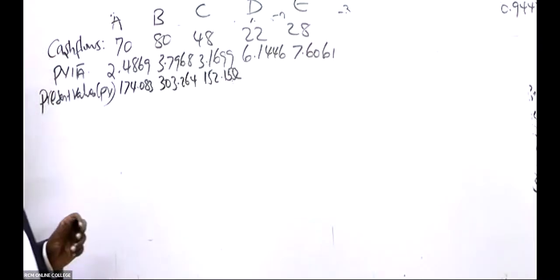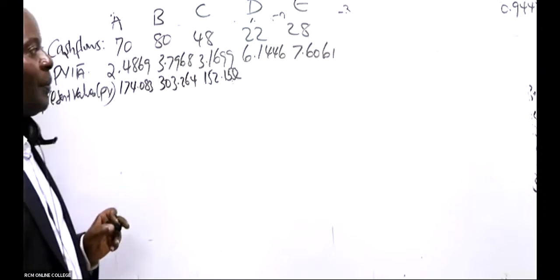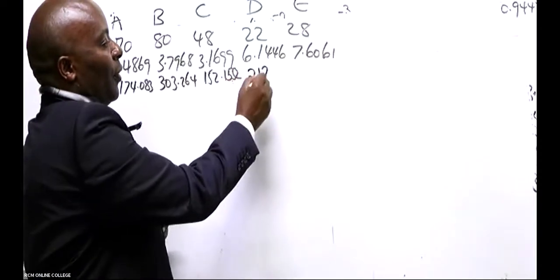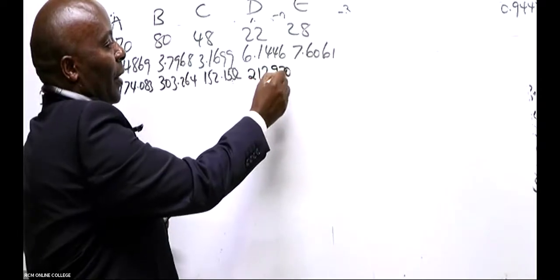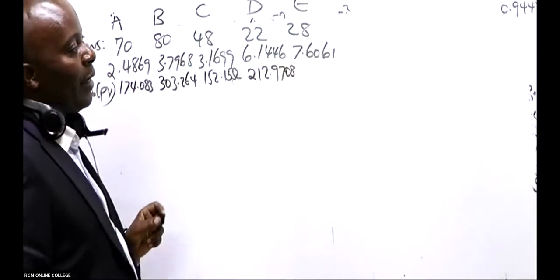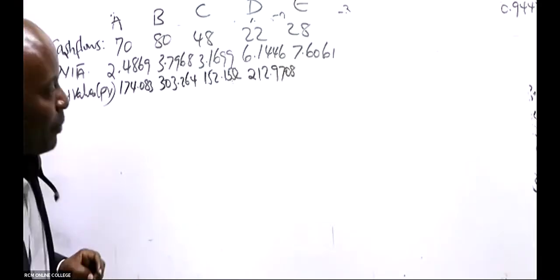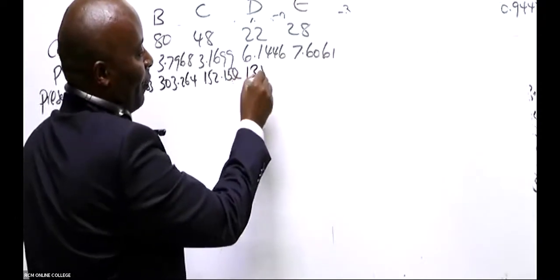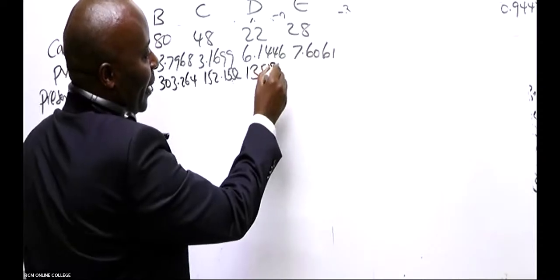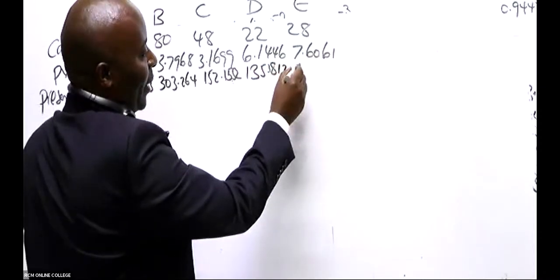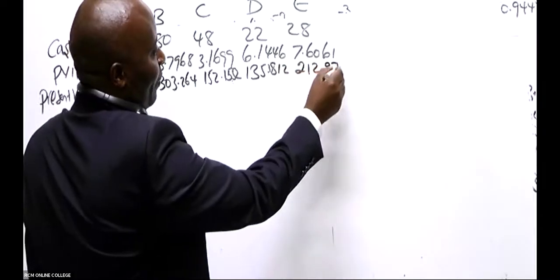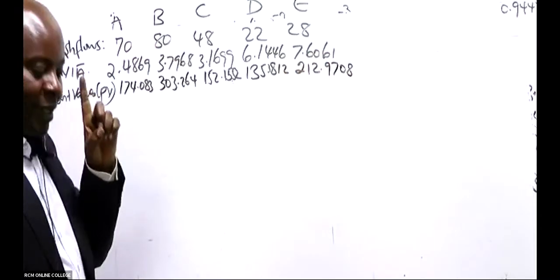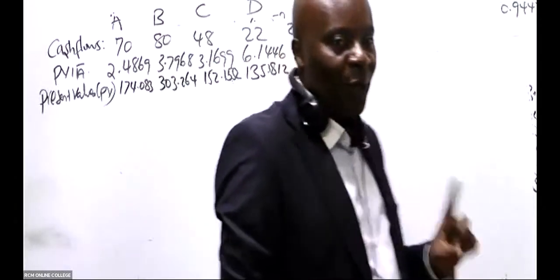Then we have D, 135.1812. And then the last one, which is E, 212.9708. Now remember, this is a one constraint question.